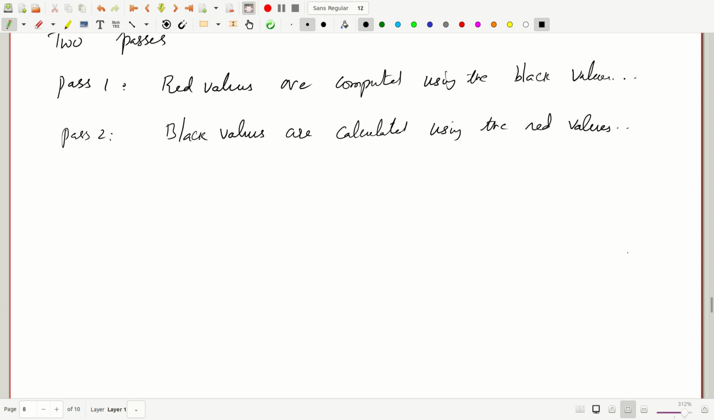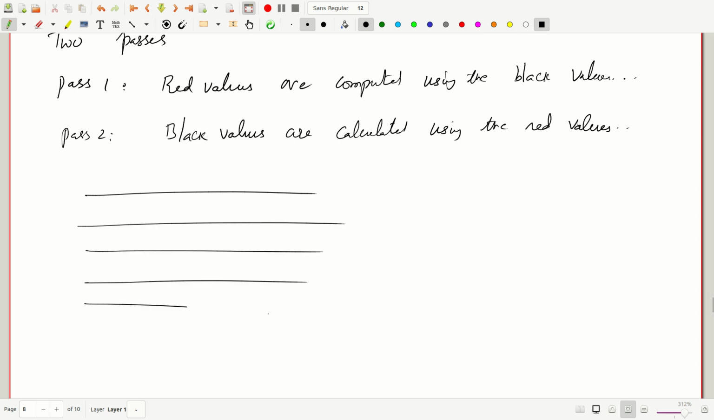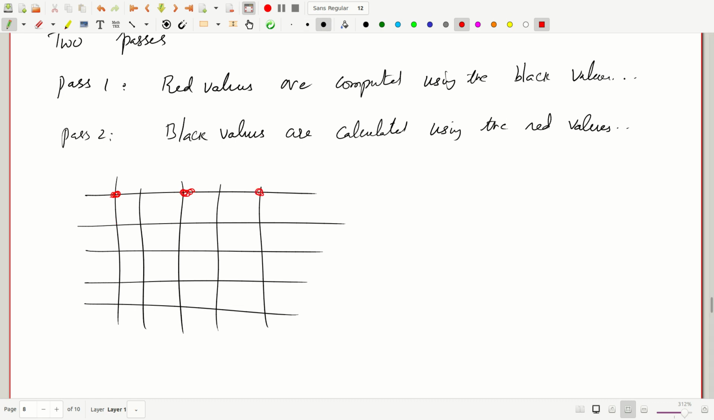Okay, so if I were to draw a grid, so that's the grid. I think we have already seen this one, so it's not new. And then we denote some of the cells as red. So this is red, this is red, this is red, and then let's say this is red, this is red. Okay, so we have red like this. Then the remaining cells will be denoted as black values. So this is a black cell, this is a black one.